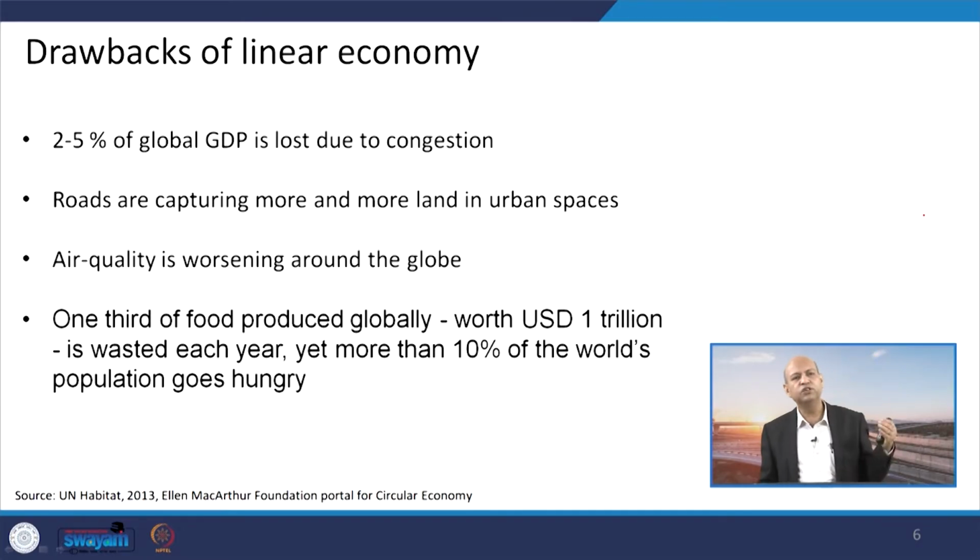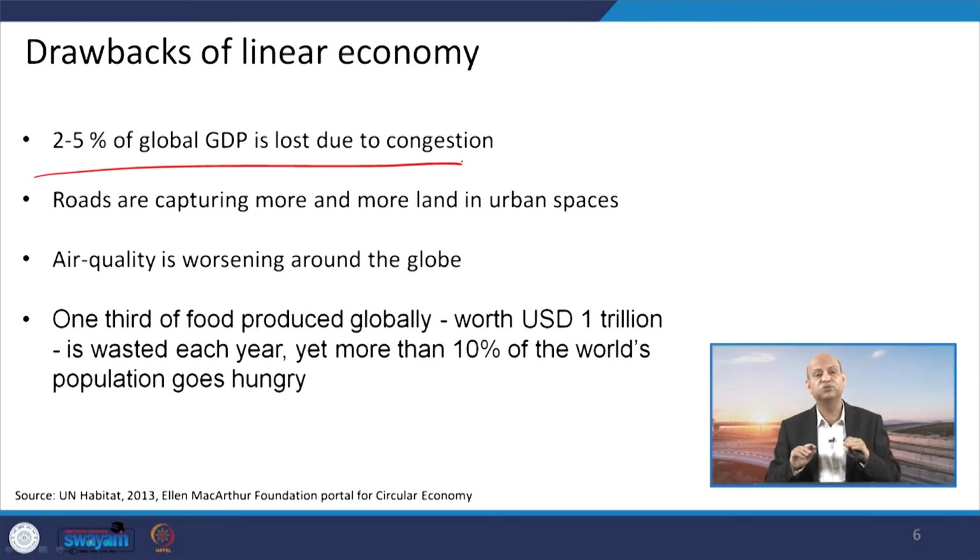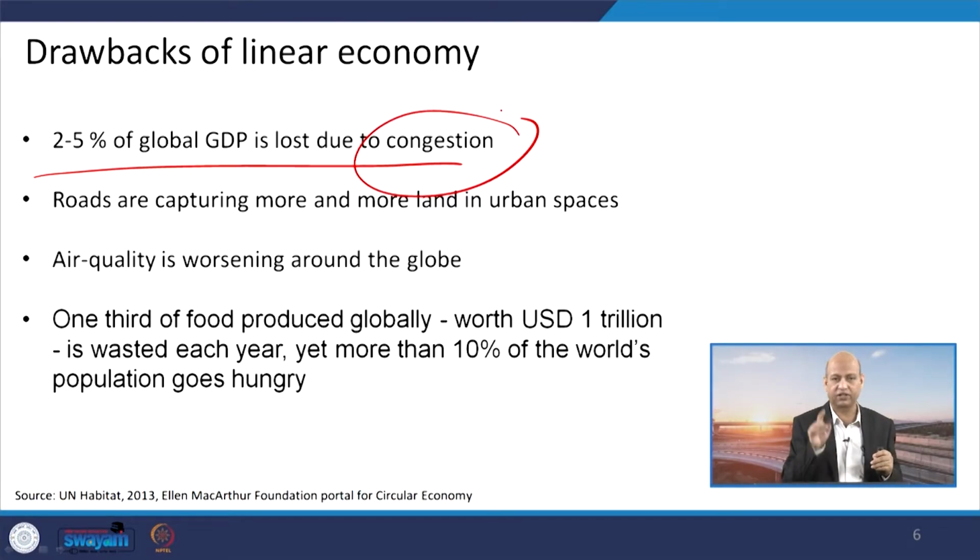When we continue to see the drawbacks of the linear economy, you can see that 2 to 5% of global GDP is lost due to traffic congestion. This is a huge amount if you calculate it in terms of money, when we are wasting so much fuel and inhaling so much polluted air, which again takes us to hospitals and diseases. If you convert them into monetary terms, it is a huge loss. Congestion is related to our transportation system.